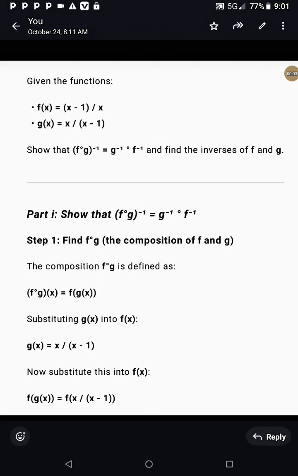The next question we have here is: given that f of x equals the definition of f of x, and we have the definition of g of x, show that the composition of f and g inverse equals g inverse compose f inverse. What is composition of function? When you put a function inside another function, that's what it is. Are we together here now?